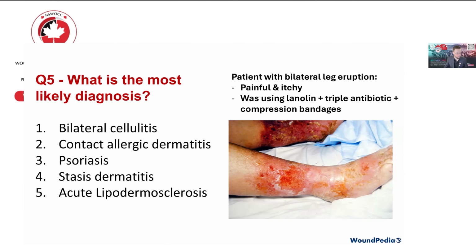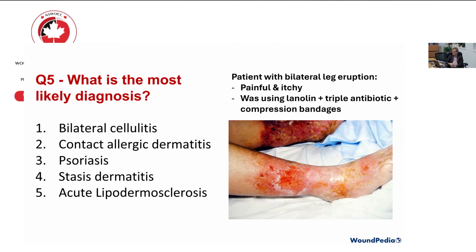And as we're getting close to half participated, it looks like 46 to 47% are saying stasis dermatitis. The next highest with 23% is contact allergic dermatitis, followed by 15% saying bilateral cellulitis, 9% saying acute lipodermatosclerosis, and 7% with psoriasis.